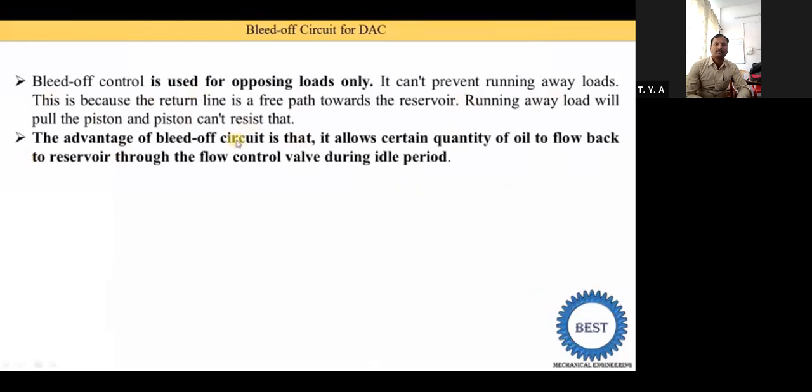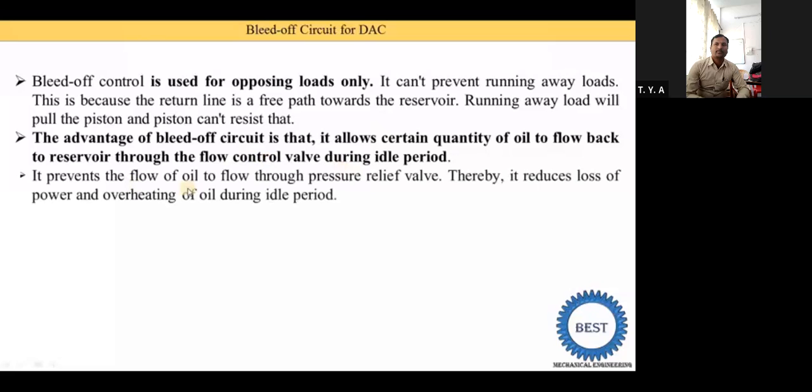The advantage of bleed off circuit is that it allows a certain quantity of oil to flow back to the reservoir through the flow control valve during an idle period. It prevents the oil from flowing through the pressure relief valve, thereby it reduces the loss of power and overheating of the oil during the idle periods.